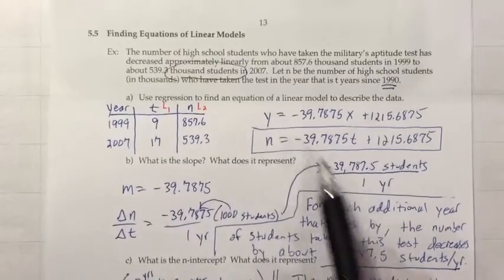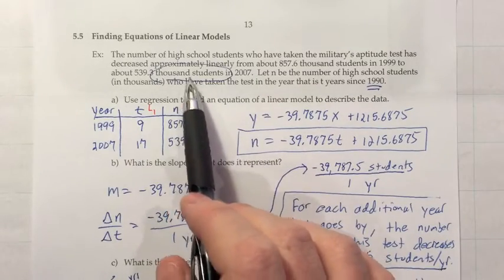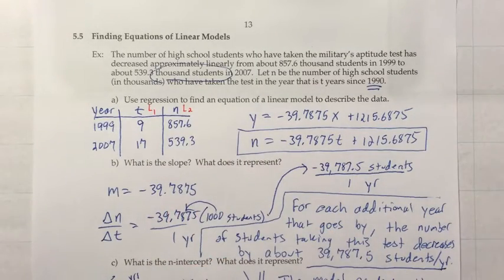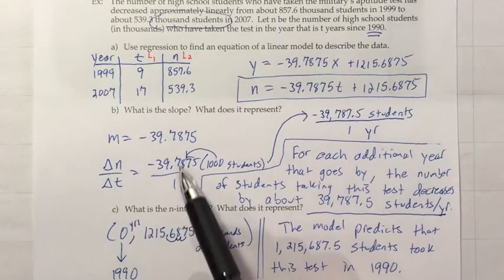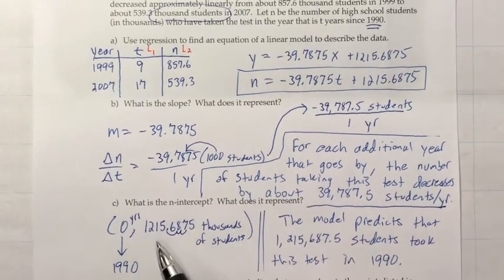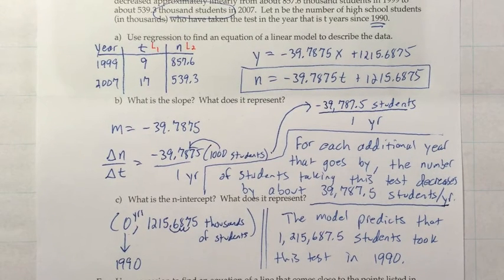So the things we have up here at the beginning were facts about how many students took the test in those years. But now once we start using things from the model like the slope or even the y-intercept, this was not one of our data points. It's just coming from the equation, so it is a prediction that the equation is making. Okay, so that's it for that problem.